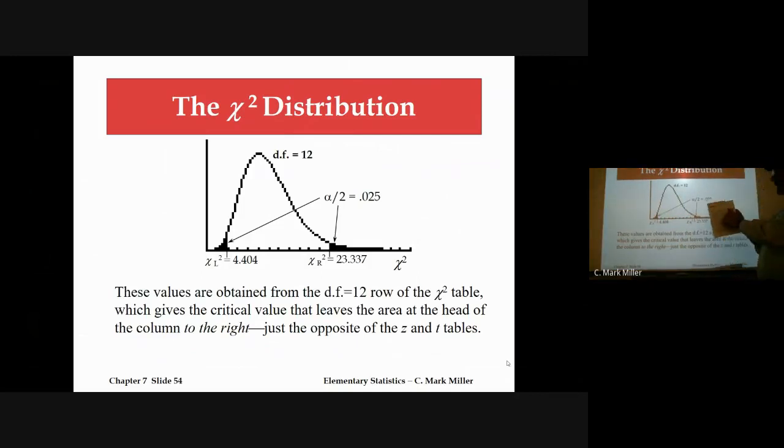Then I want the one that gives you 97.5% to the right. Because to get 2.5% to the left, I need 97.5% to the right. Okay? And on that same row, the same 12th row, I go to 0.975 to the right, and I get 4.404.